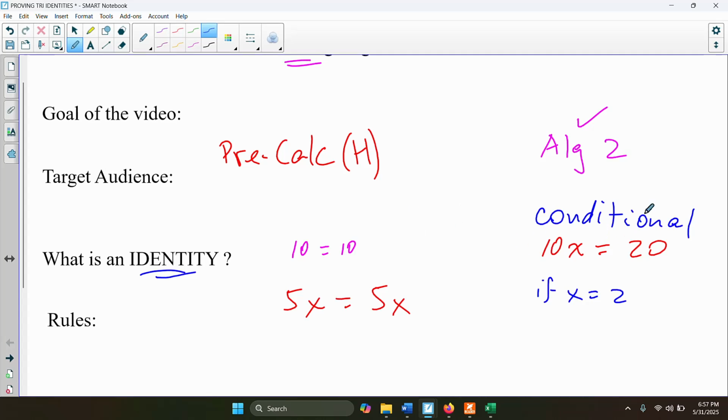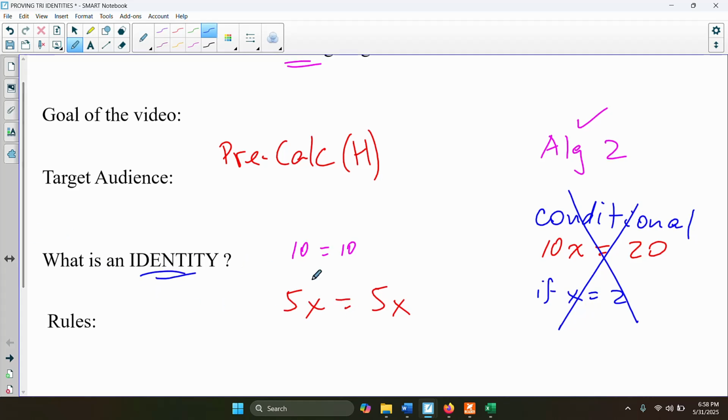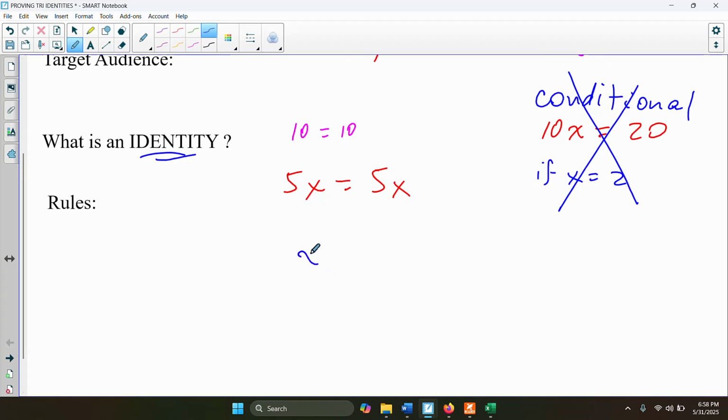So this is not what we're really studying today. We're not looking for conditional identities. We're looking for identities for all values of the variable. The format of it could be very simple or very complicated. I'll give you an example in a second of what I mean by that. The variables we're going to use here are either the letter x throughout, or typically theta, which is a Greek letter, pronounced theta, really representing angles. However, either one of them is acceptable. Okay.